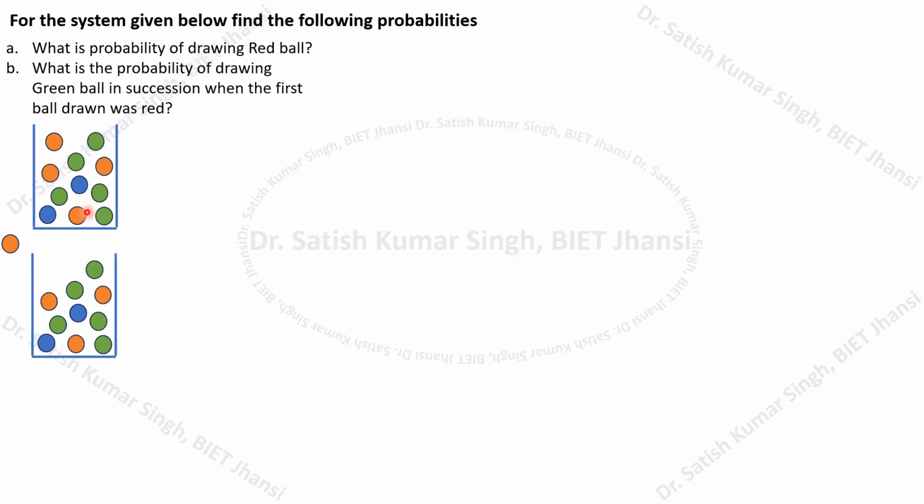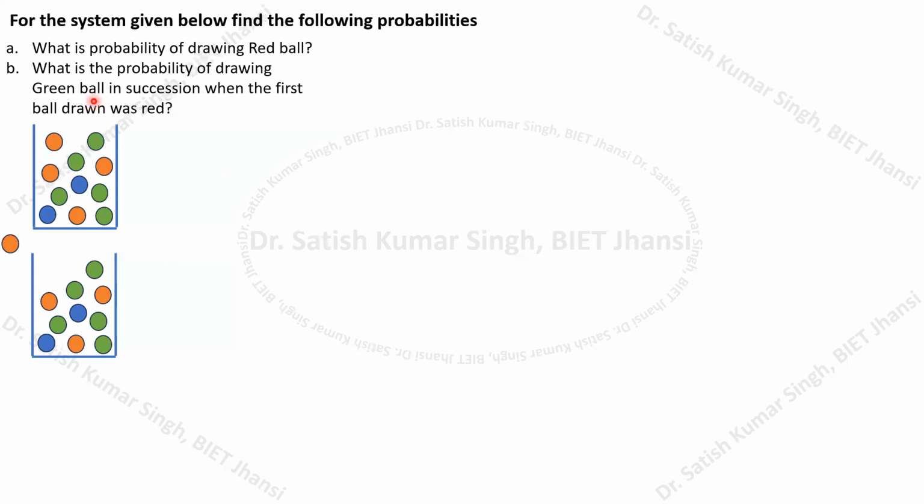Obviously, calculating this probability is fairly simple. We can count how many balls are there: 1, 2, 3, 4, 5, 6, 7, 8, 9, 10, 11. So total 11 balls. If we wish to calculate the probability of drawing the red ball, that probability will be, how many red balls? 4, and total outcomes are 11. So it is 4 by 11. This probability is very simple.